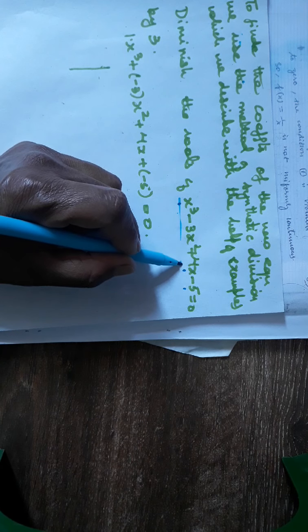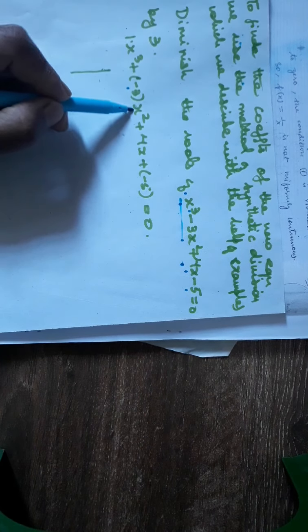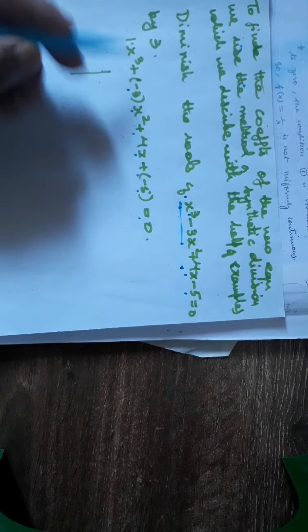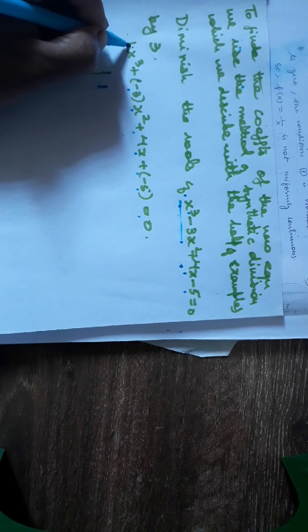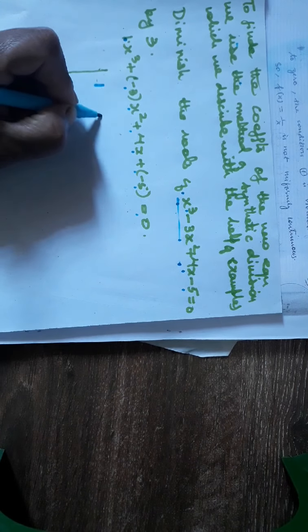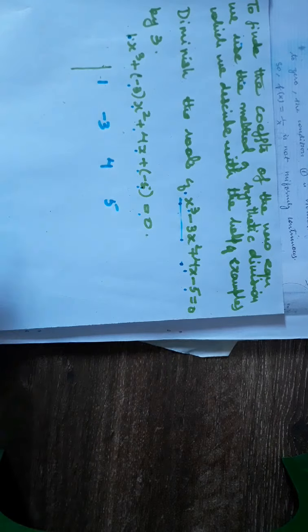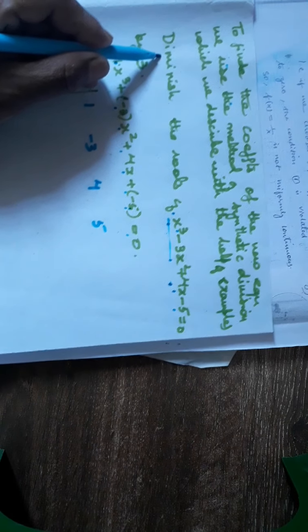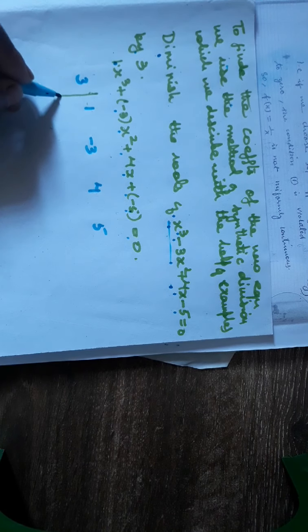So what we do here is that first of all, you have to write down the coefficients of this given polynomial. You can write it as 1 into x cubed plus minus 3 into x squared plus 4x plus minus 5 equals 0. Write down each of these coefficients here: 1, then minus 3, then 4, and this minus 5. You have to diminish the roots of this equation by 3, meaning you divide it by 3 using the method of synthetic division.